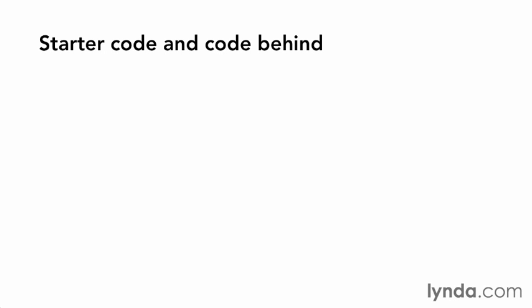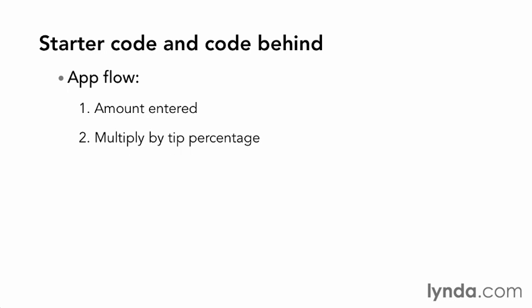Now, for our tip calculator application, the actions will be pretty basic. We want to take the amount that the user entered, multiply it by the tip percentage, display the tip amount, and then add that to the original total to get the final total, including the tip. This is the logic of the application, and we will build this using C#.